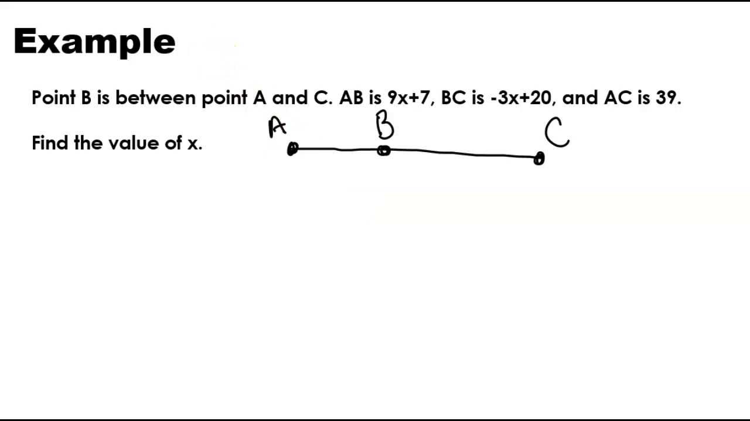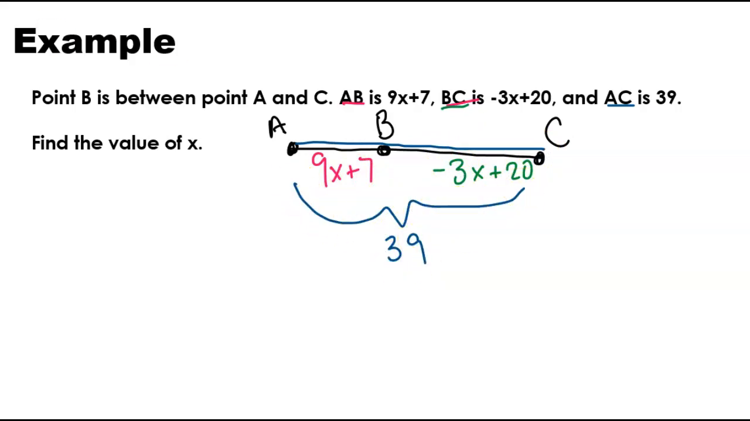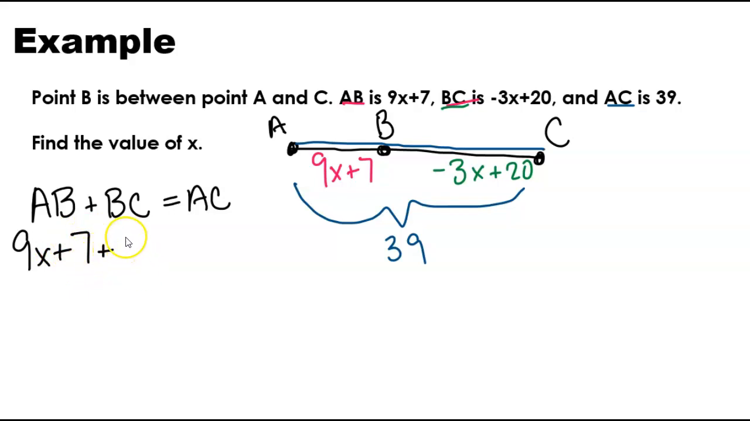Let's label what they give us. I like to color code. So AB is 9x plus 7. And BC here is negative 3x plus 20. And then the last bit of information, they tell us that AC, which is the full line, the full thing here, is 39. Let's go ahead and write us out a formula. So we know that line segment AB plus BC is going to equal AC. So let's plug in now. AB is 9x plus 7. And then BC is negative 3x plus 20. And when we put both of those together, they add up to 39.